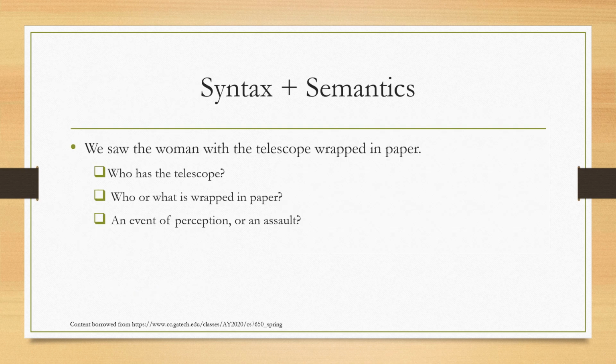Syntax and semantics combined provide crucial information in the sentence. Otherwise, it is hard to get this from word level information. The meaning of a sentence and the meaning of a word within a sentence are both clear from these two indications. In this example, these three questions have answers within the sentence information. Who has the telescope? The woman. Who or what is wrapped in the paper? Telescope. An event of perception or an assault? Its event. And many more questions could be suggested and answered with the help of only the sentence information.